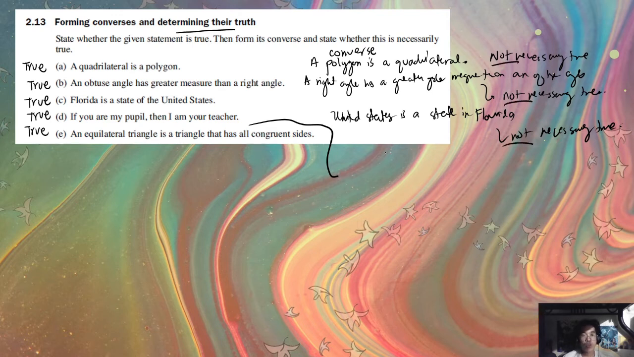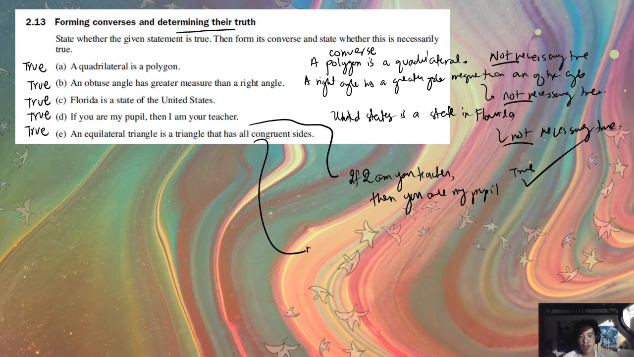For number 4, if you are my pupil, then I am your teacher. The converse: if I am your teacher, then you are my pupil. And that is logically correct. So that is true.